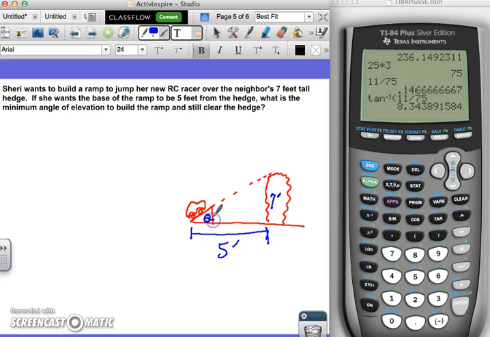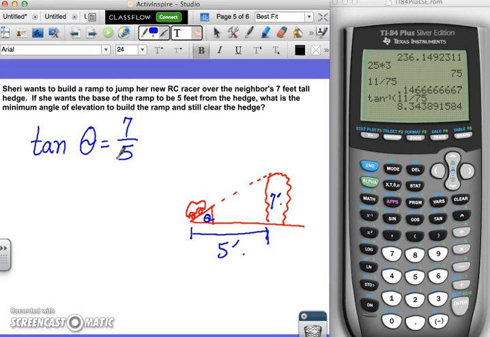So she wants to know what this angle is. Well, let's look and see. We got a good drawing. 7 feet is opposite, 5 feet is adjacent, so tangent. In case you haven't figured out, tangent is used a ton in word problems. So tangent of theta equals 7 over 5.